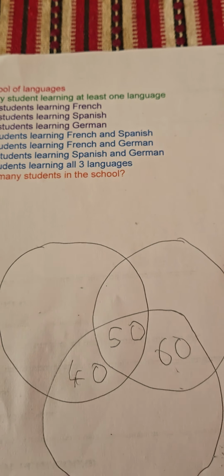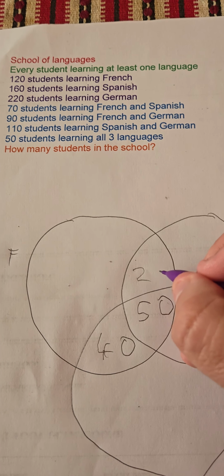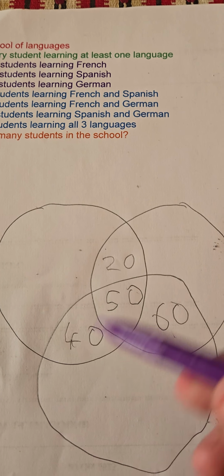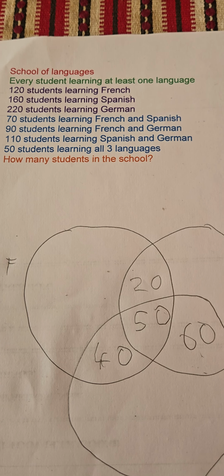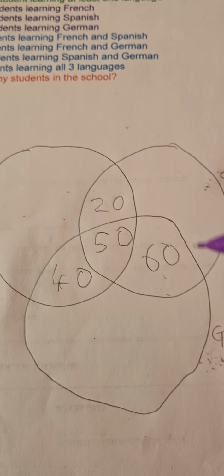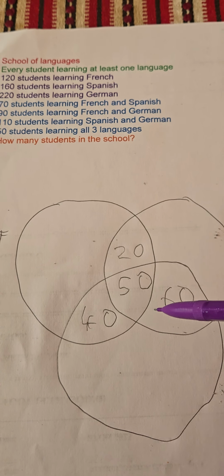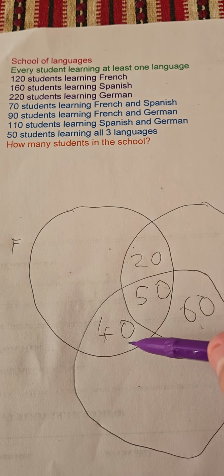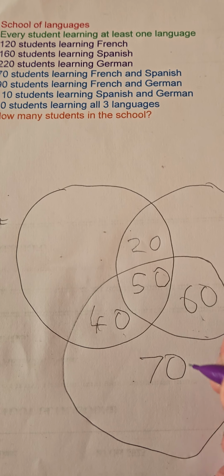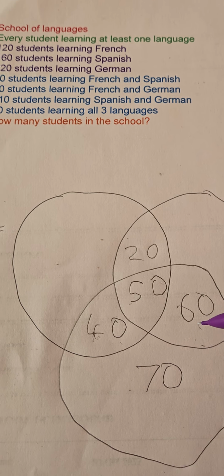70 are learning French and Spanish. 70, so if there's 50 here, we put 20 there, so we can see there are 70 learning French and Spanish. Some of those 70 are learning all three languages, and now 220 are learning German. These are all the students that are learning German. These numbers here add up to 150. So if there's 220 learning German, we need another 70 to add up to 220. 70 plus 40 is 110, plus 50 is 160, plus 60 is 220.